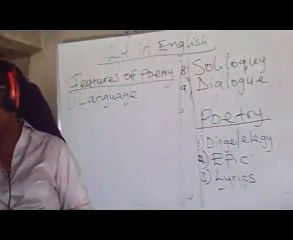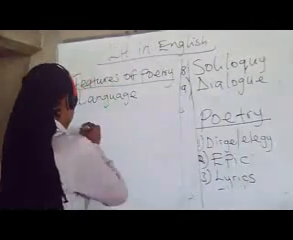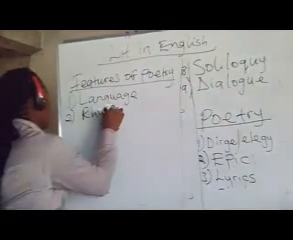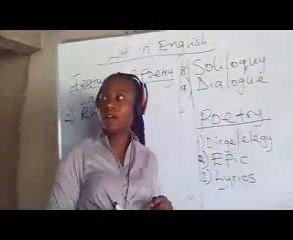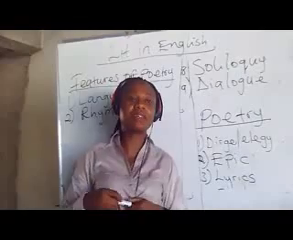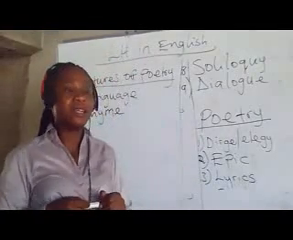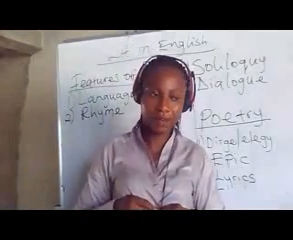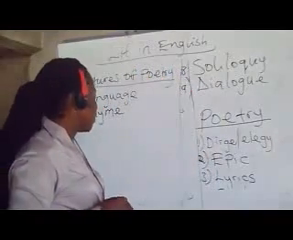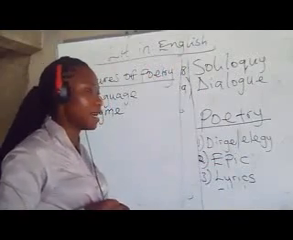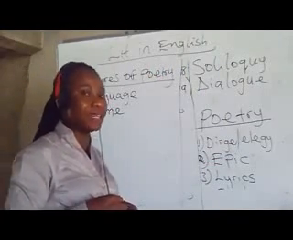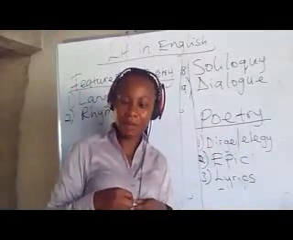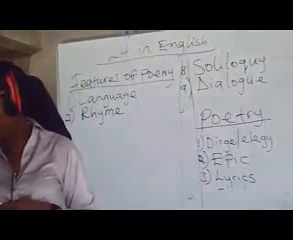Now we have rhyme. Rhyme refers to the similarity of sounds at the end of words in a line, that is, words that sound similar at the end to another word in another line. For example, you have this excerpt.